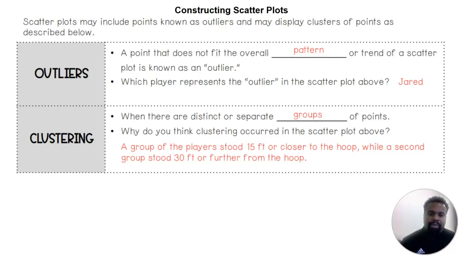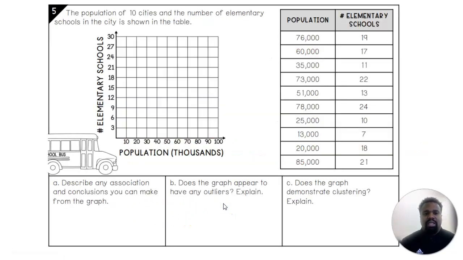And so that's what it's talking about there as far as clustering. All right, let's look at this one here. It says a population of 10 cities and the number of elementary schools in the city shown on the table. Think about it. So if we plotted these points, this is the population, which is your x. All right, and this is the number of elementary schools, which is your y.